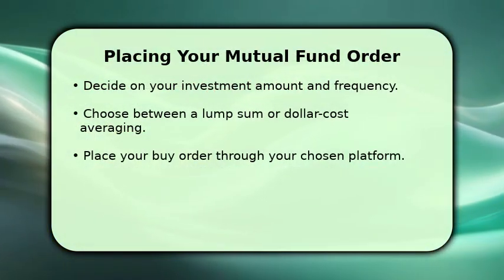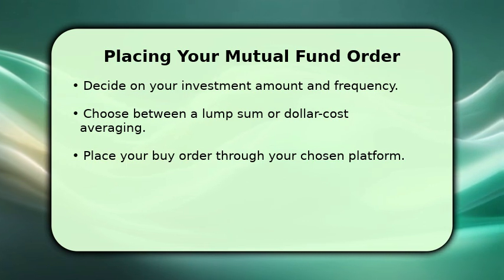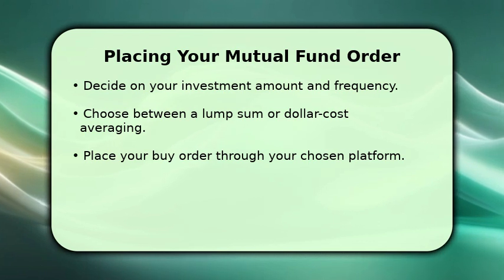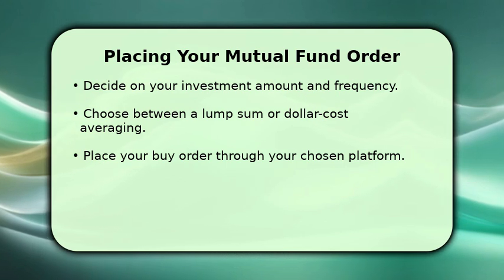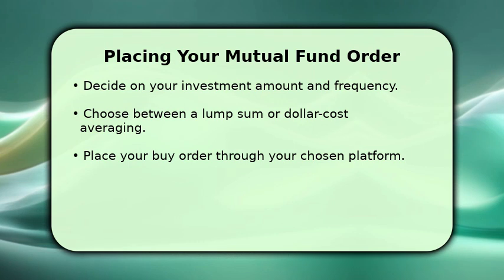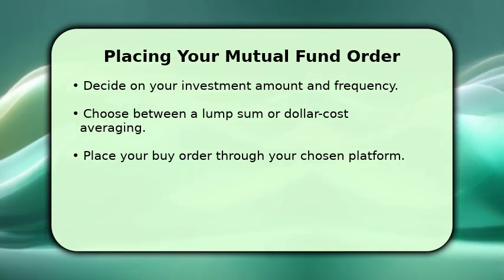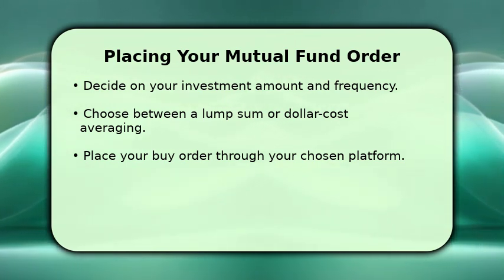Once you've selected your funds, it's time to place your order. Decide how much you want to invest and how often. You can invest a lump sum or use dollar-cost averaging by investing a fixed amount regularly, like $100 each month. This strategy can help reduce risk by averaging out your purchase price over time. Navigate to the mutual fund section on your brokerage platform and enter the fund's ticker symbol to initiate your purchase.